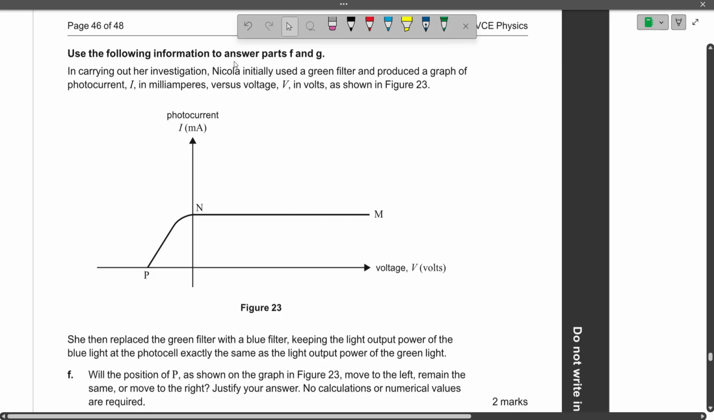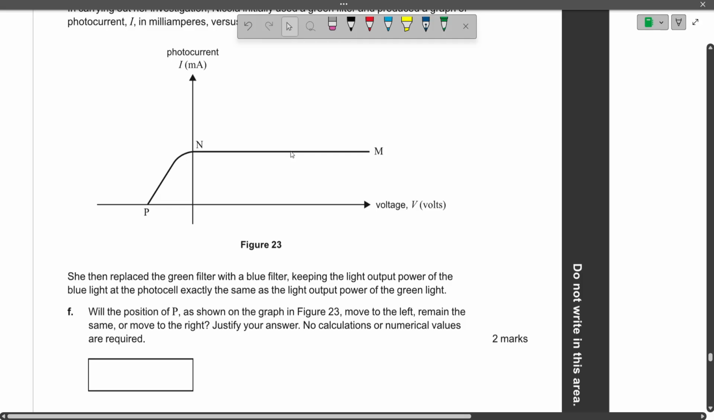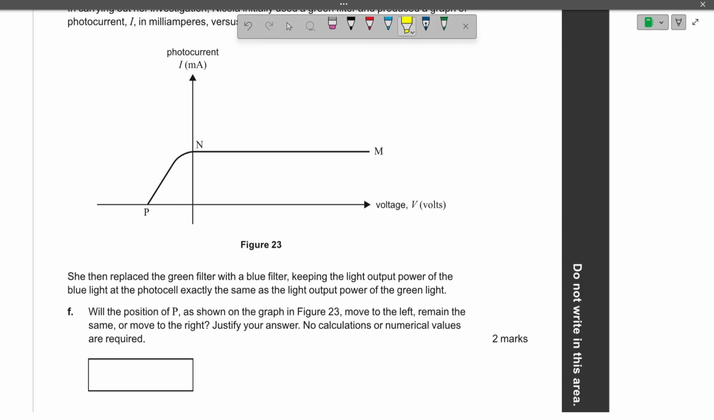Use the following information to answer parts F and G. In carrying out her investigation, Nikola initially used a green filter and produced a graph of photocurrent, I in milliamperes, versus voltage, V in volts, as shown in figure 23. I hope you've seen this type of graph before. She then replaced the green filter with a blue filter, keeping the light output power of the blue light at the photocell exactly the same. Power is the same. Very important. We'll come back to that in a second.